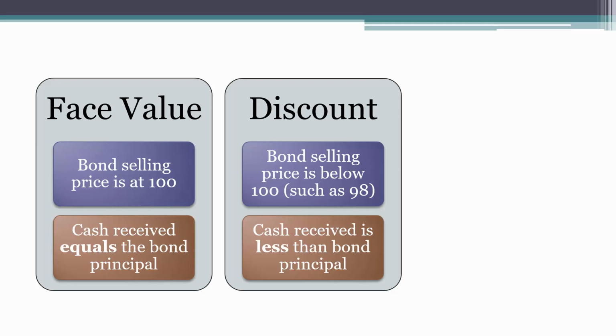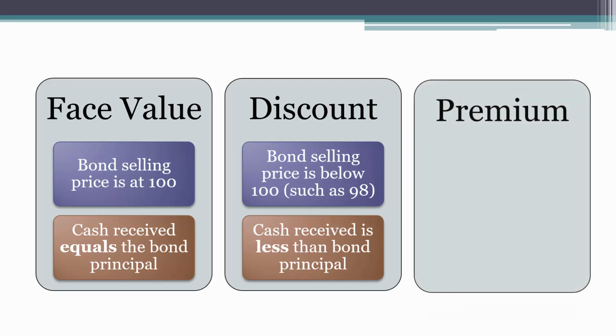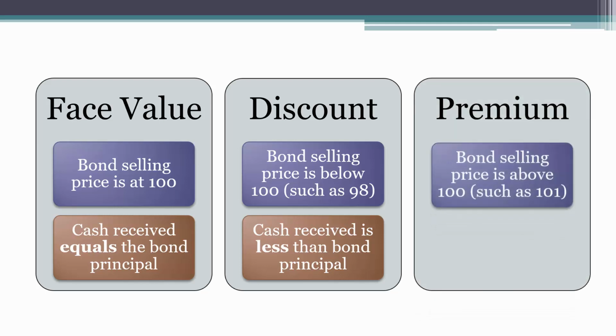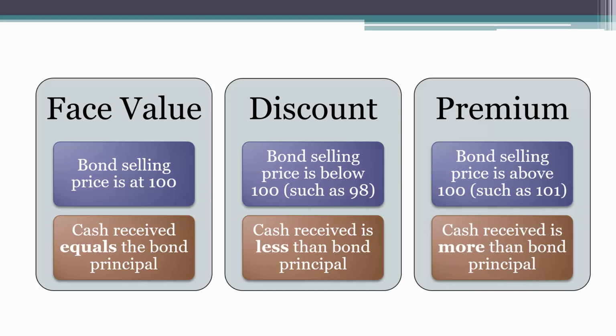If a bond is sold at a premium, then it is said to have sold above 100, so maybe at 101, which would be 101% of face value, which means that in fact the corporation actually receives more cash than the principal amount of the bond they're going to have to repay. And the reason investors are willing to pay more is because the interest rate that is being paid on the bond is higher than other interest rates that are out there and available to investors.